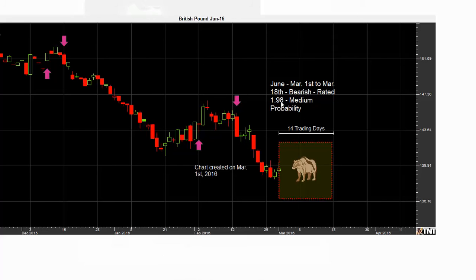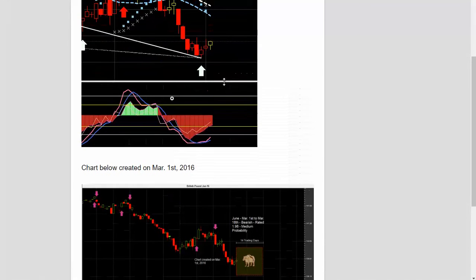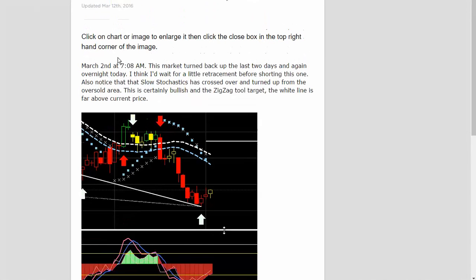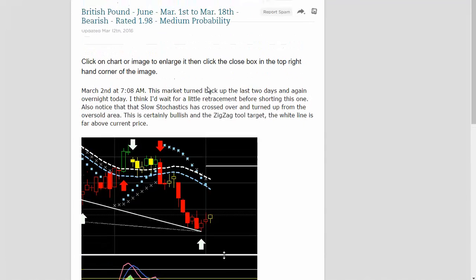With a medium probability. 1.98 is on a scale of 1 to 5, so it's not real highly rated. You can see a red box. That means that that market is bearish. It's just a little visual clue. And if that's not a big enough clue, you can see the bear in it, meaning that market should turn bearish. Here's a closer date. Here was March the 2nd. Some notes that I had on it, and I do this on each one of the calendars.